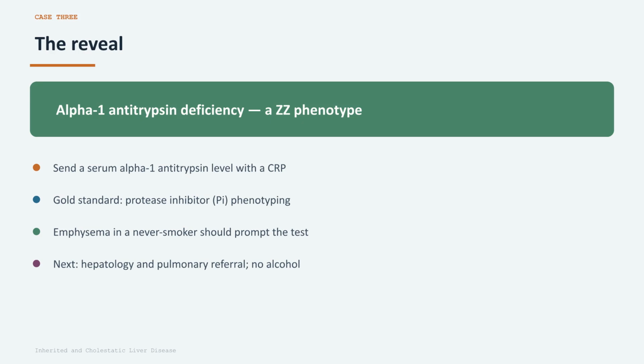This is Alpha-1 antitrypsin deficiency. The confirmatory work is simple. Send a serum Alpha-1 antitrypsin level and send a C-reactive protein with it. Alpha-1 antitrypsin is an acute phase reactant, so inflammation can push a deficient level up into the normal range and fool you. The gold standard is phenotyping of the protease inhibitor system, written as PI. Our patient is a ZZ phenotype. And here is the teaching point. Emphysema in a never smoker should make you order this test every time.